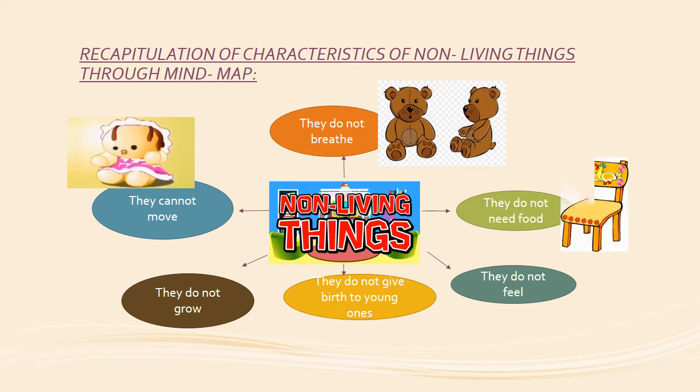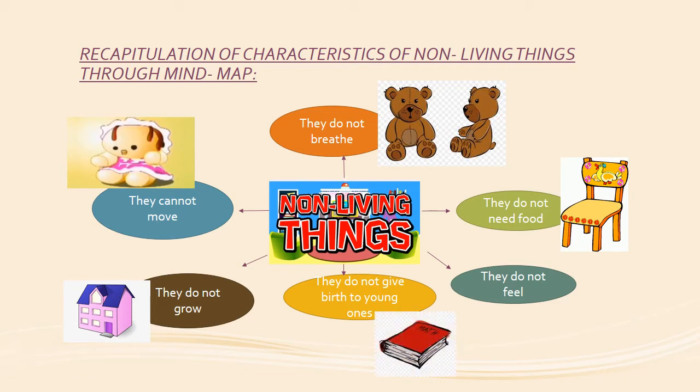The third characteristic, they do not need food. Do we give food to a chair? Does it require food? No, it does not. The fourth characteristic, they do not grow. Have you seen a house growing like you? No. What happens day by day when we grow up? Our height increases, our look changes, but it does not happen for a house.